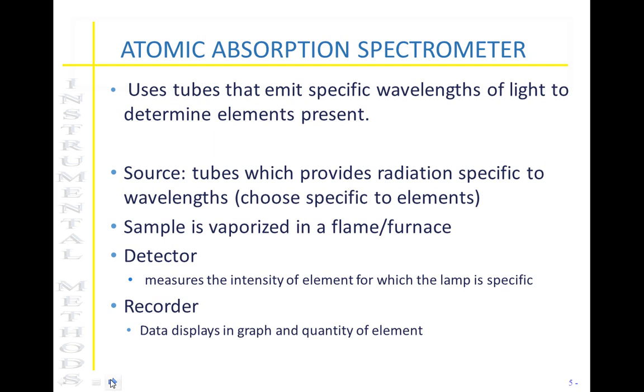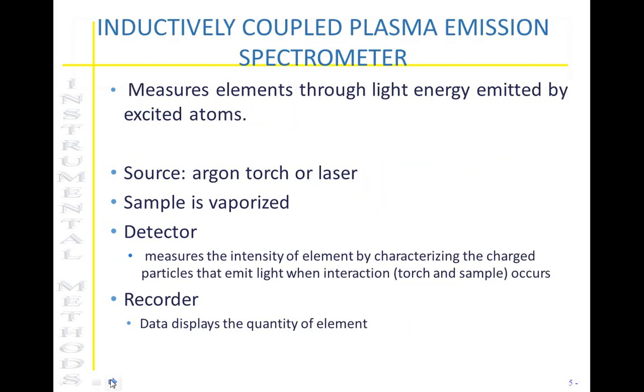The samples are vaporized in a flame furnace, and then there is a detector that measures the intensity of that element for which you are testing. The recorder is going to display the data in a graph, and then you also get a numerical value of the quantity of that element that's present.